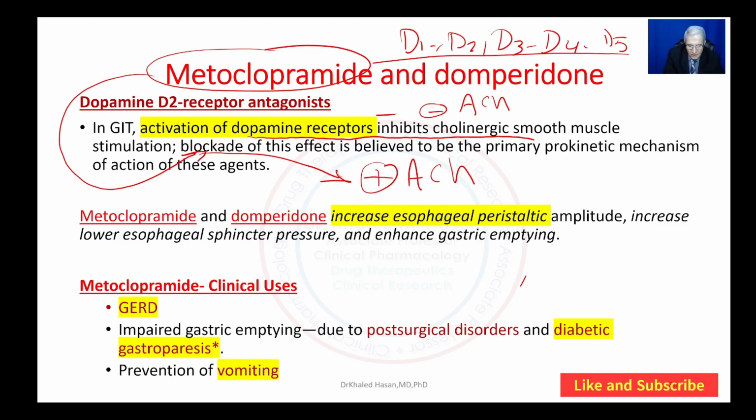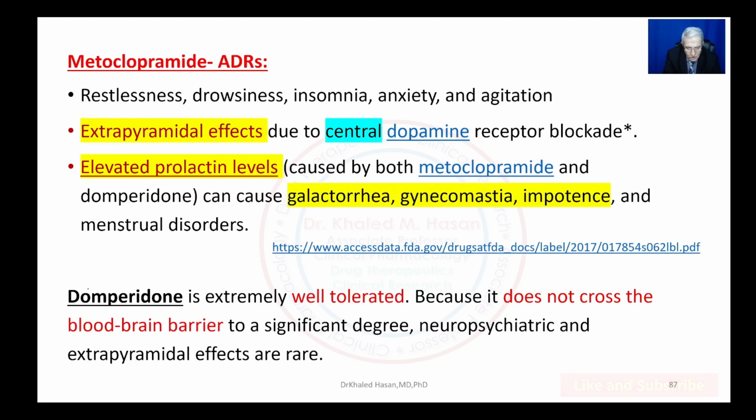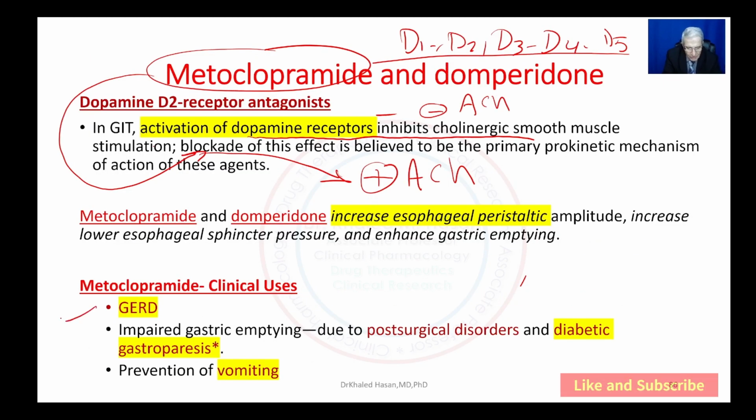Speaking about the clinical use of metoclopramide, we have GERD, gastroesophageal reflux disease. Then we have patients who suffer from diabetic gastroparesis. Gastroparesis is defined as partial paralysis of the stomach in patients with diabetes. This medication is also used for prevention of vomiting. So we have three clinical uses: number 1, GERD; number 2, diabetic gastroparesis; and number 3, prevention of vomiting.